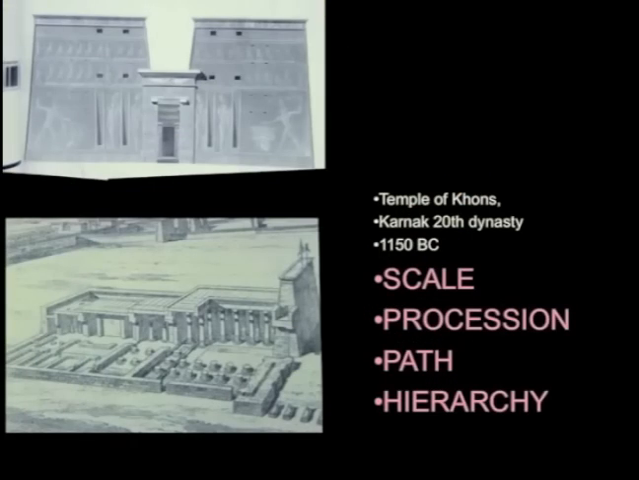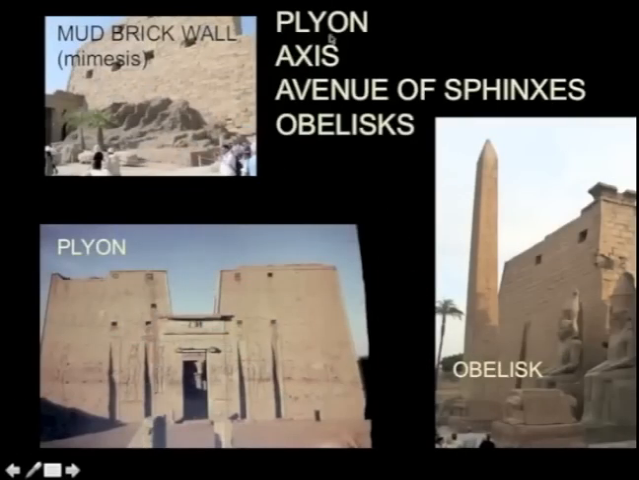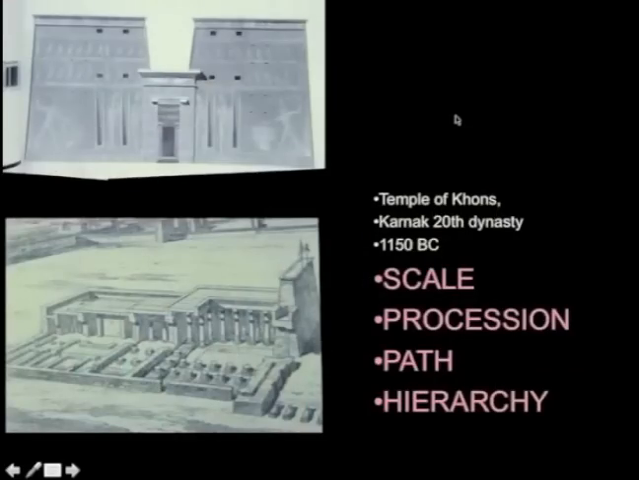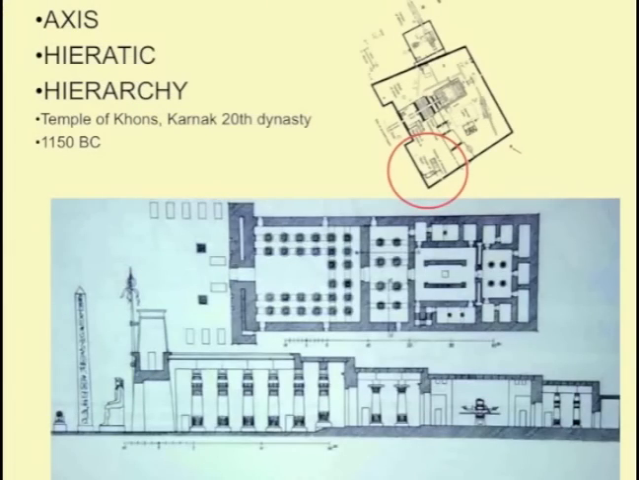And the gate we have is called a pylon. I'm just going to show you how the word is spelled. Pylon. P-Y-L-O-N. And they're interesting forms because, in part, they are wall-like, defining the edge of a precinct, but they're also gate-like, permitting the axis to thread through. So here are some of the words we use: pylon, axis, avenue of sphinxes, and obelisks. But let's go back here and take a closer look at the plan.